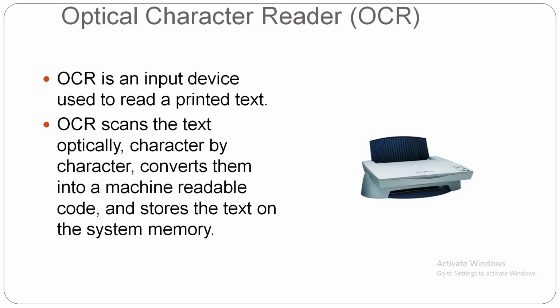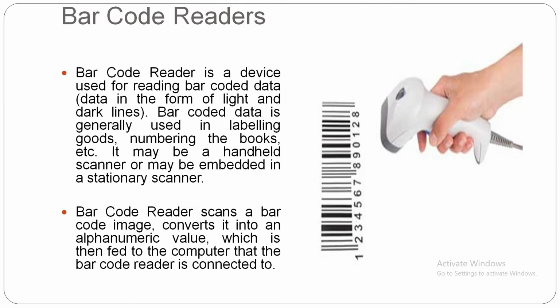Next is the OCR, optical character reader. It is an input device used to read a printed text. OCR scans the text optically, character by character, and then converts it into a machine readable code and stores the text on the computer memory.